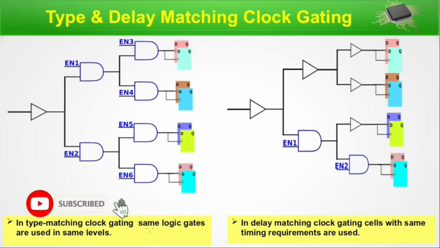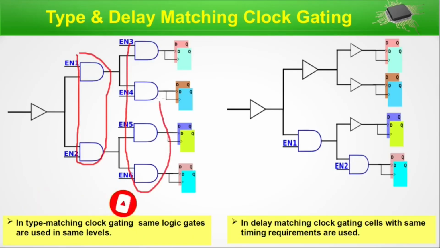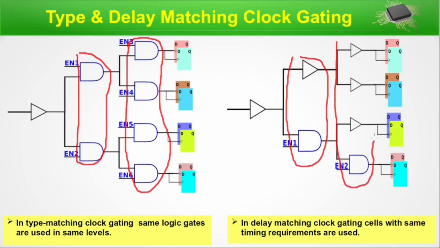In type matching clock gating, the same logic gates are used in the same levels. Here also, similar types of gates are used. And here in delay matching clock gating, cells with the same timing requirements are used. These are not similar type. At this level, 2 different types of gates are used, although they are used because of their timing requirement. In this level, similar type. That's why the name is type matching. And here it's delay matching. Delay or timing requirement is the matching factor here. So this is delay matching clock gating.